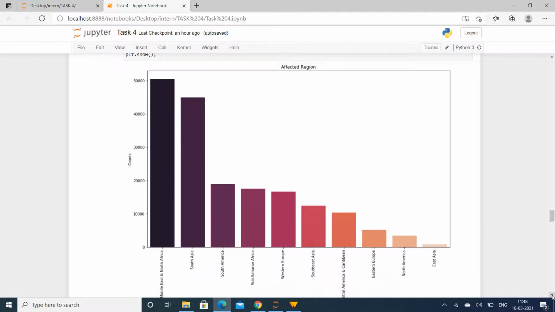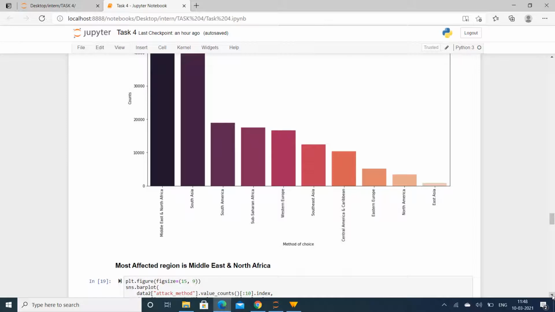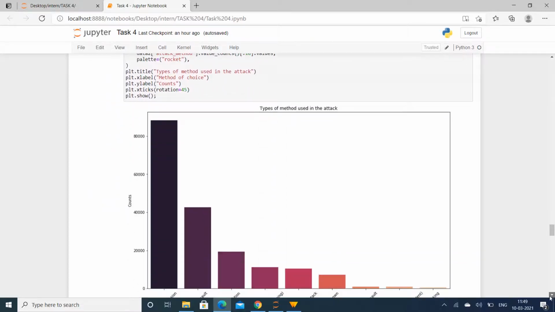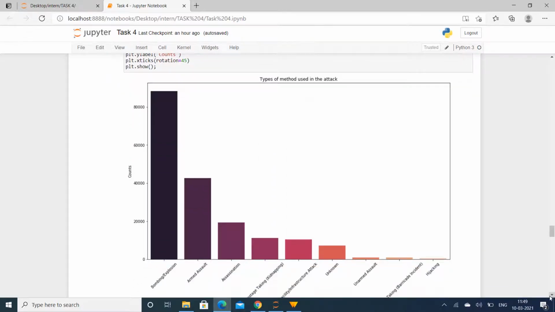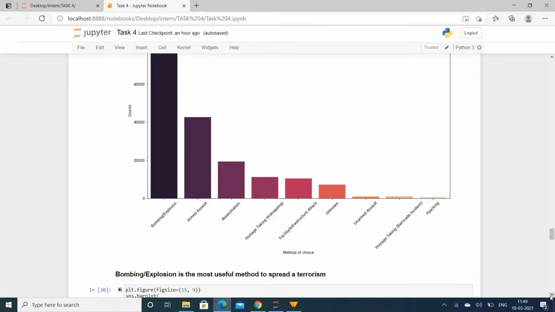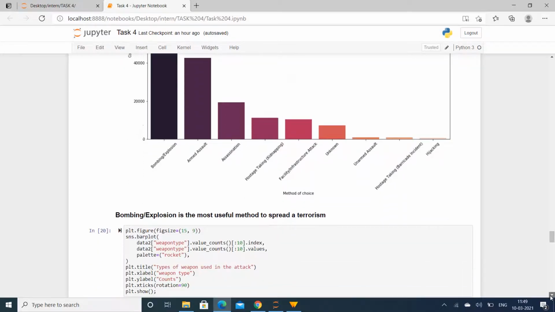Here I plot the graph for affected regions in the world. So the most affected region is the Middle East and North Africa. Then here I plot the graph for the most used method by the terrorists for the attacks. So bombing and explosion are the most used.